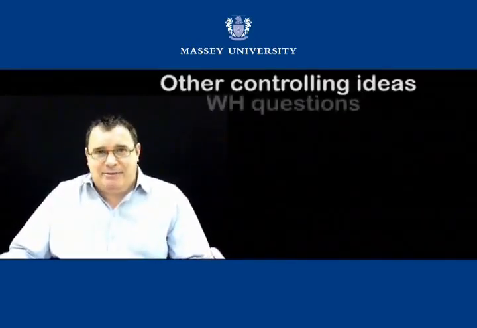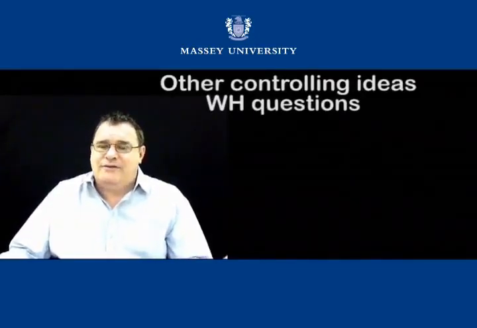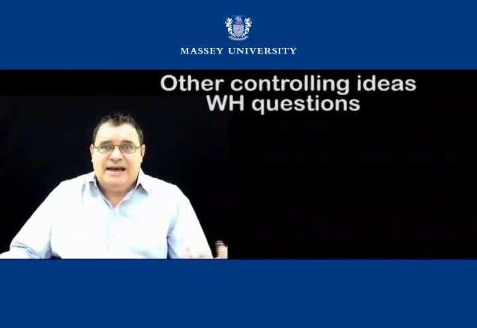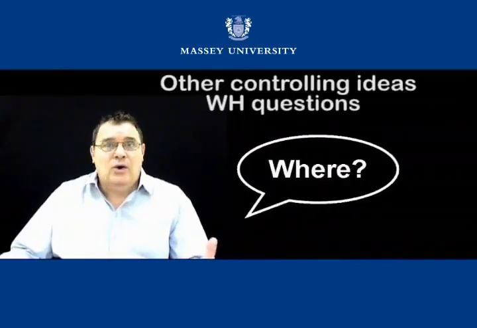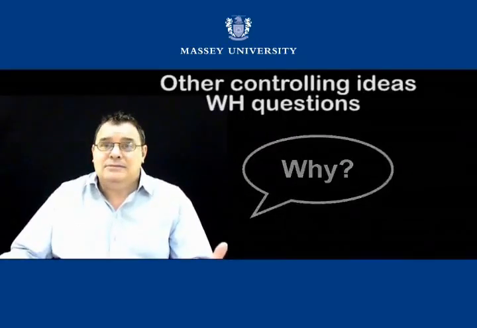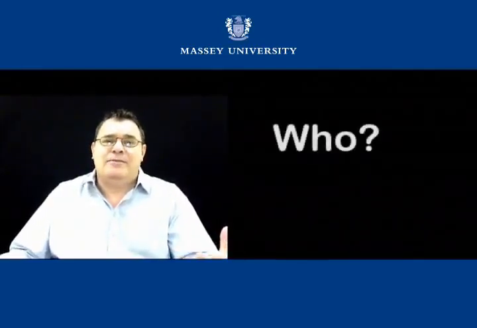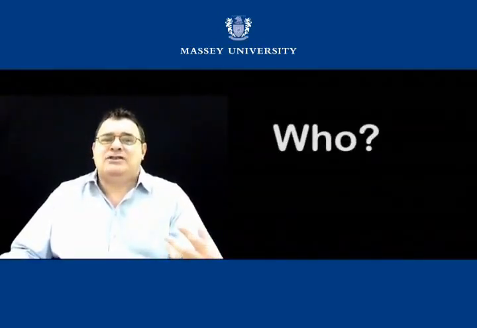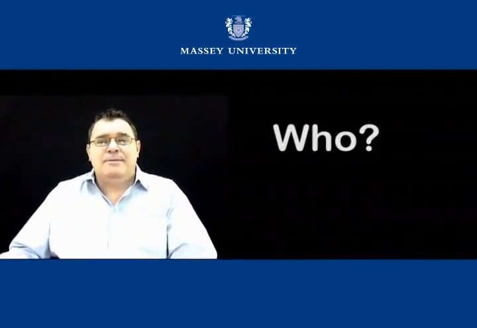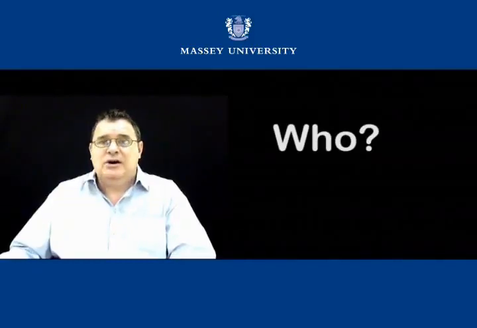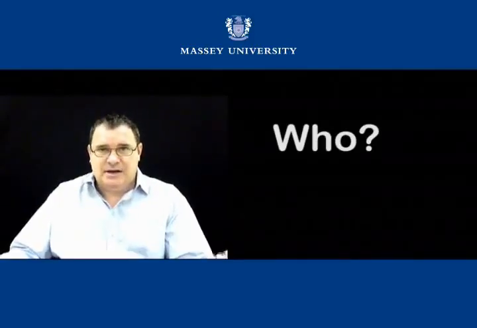We could ask the 5 WH questions to generate different controlling ideas. These WH questions are who, what, where, when, and why. Let's look at the controlling ideas that could be generated through asking those 5 WH questions. Who? Here we could write a topic sentence which comments about who is affected by hurricanes. For example, if we are talking about hurricanes in the United States, we could have a topic sentence like this.